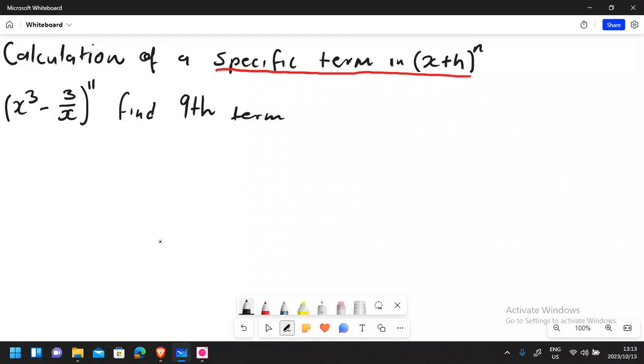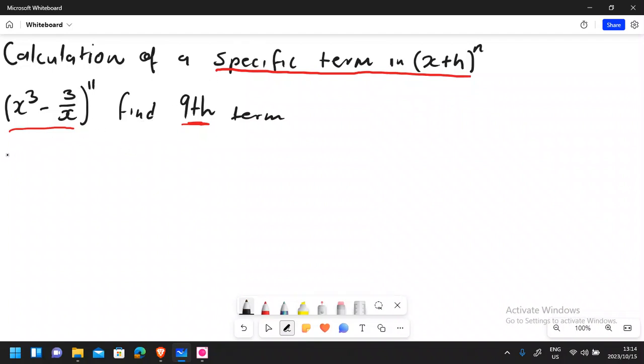Now, before we start, remember you need to write the formula for this type of problems. The formula that we use to find a specific term for this expression. Now, before we write the formula, let's first analyze this. Look, they gave us this expression here, and they want us to find the ninth term of this expression. Remember, they don't want us to expand, they just want us to find a specific term.